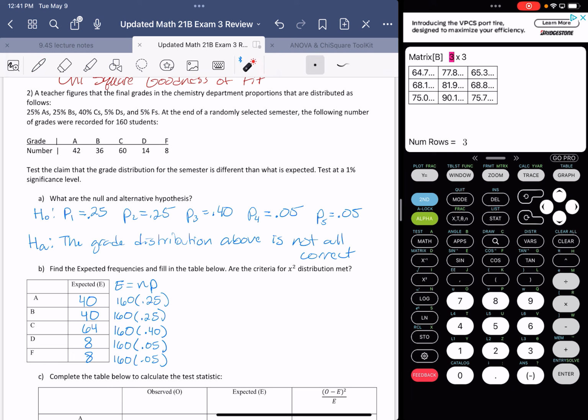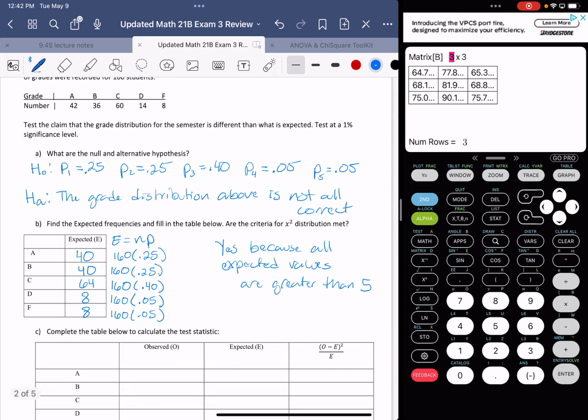Okay. Are the criteria for chi-square distribution met? Yes, because all our E values, the expected values we just found, are greater than 5. You guys okay here? Okay, let's continue.